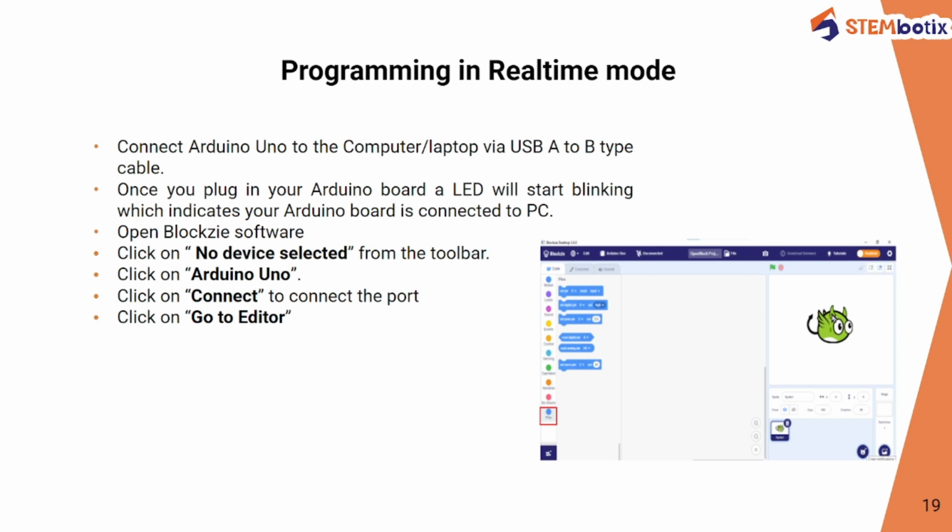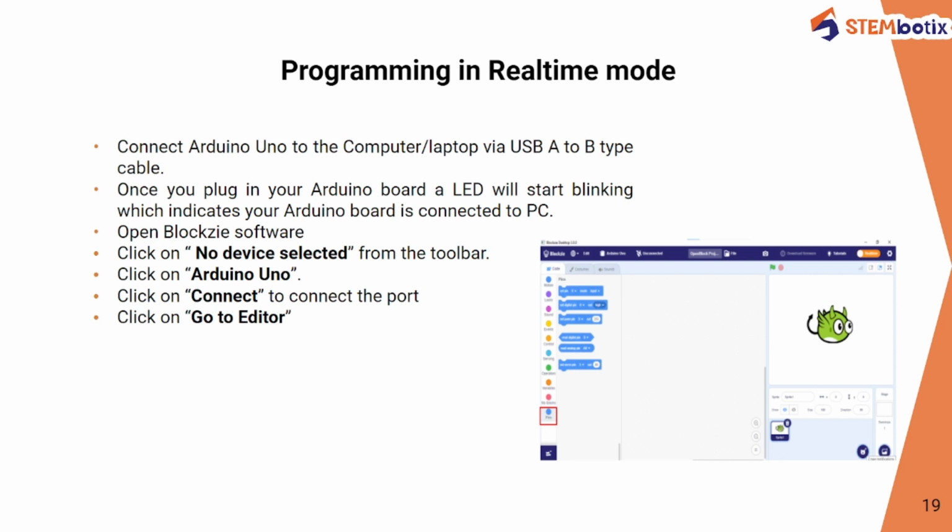So connect Arduino Uno to the computer or laptop via a USB type cable. As we discussed earlier, the Arduino Uno board has two different power inputs, or you can say through two methods you can connect and turn on your Arduino Uno board. First is using the USB port and the second one is the barrel jack.